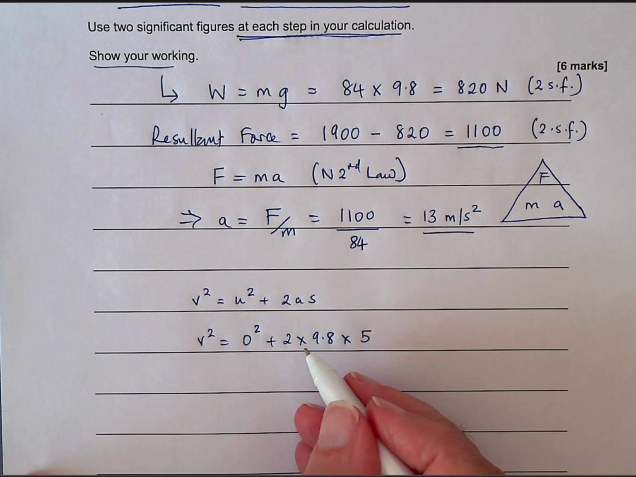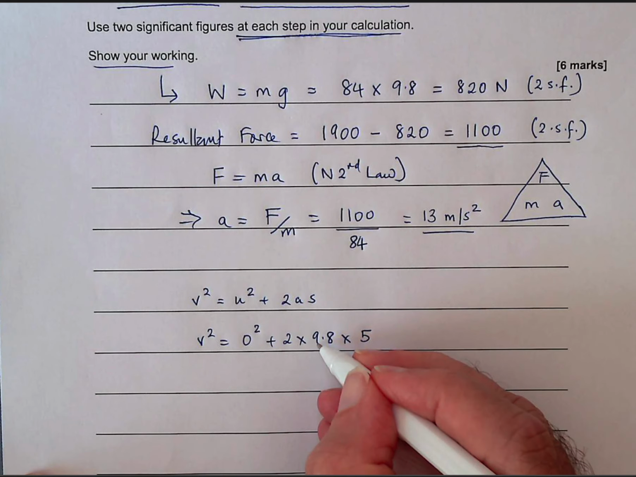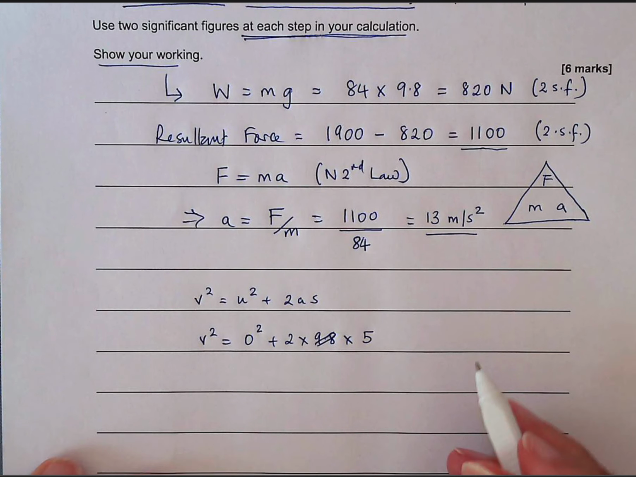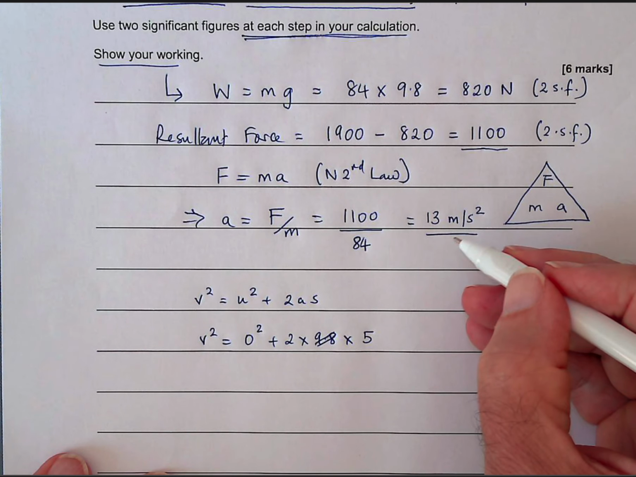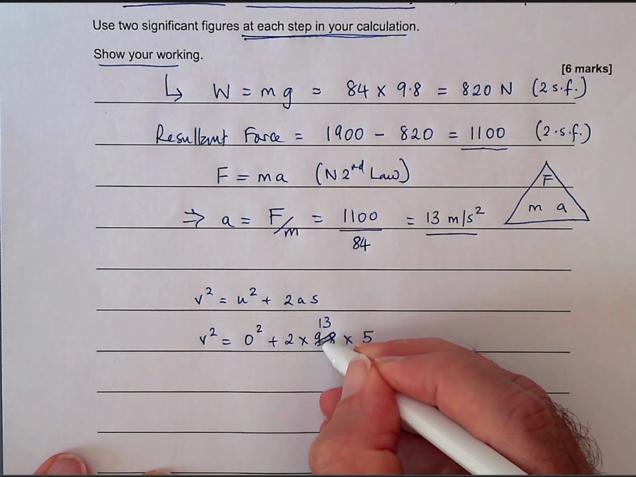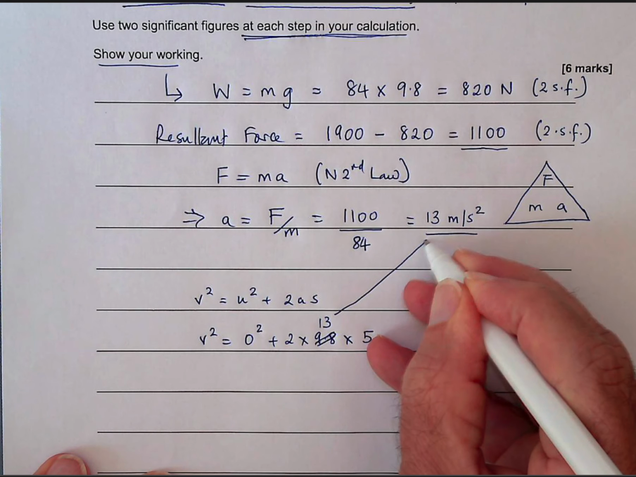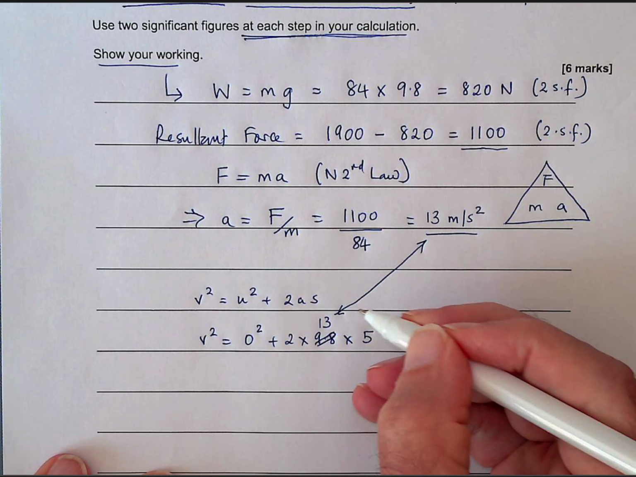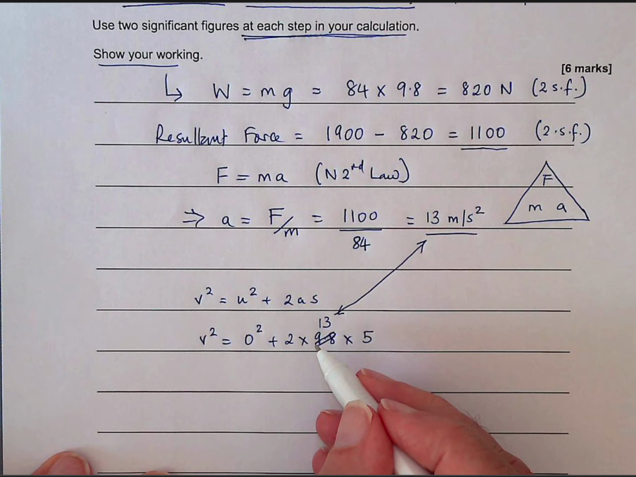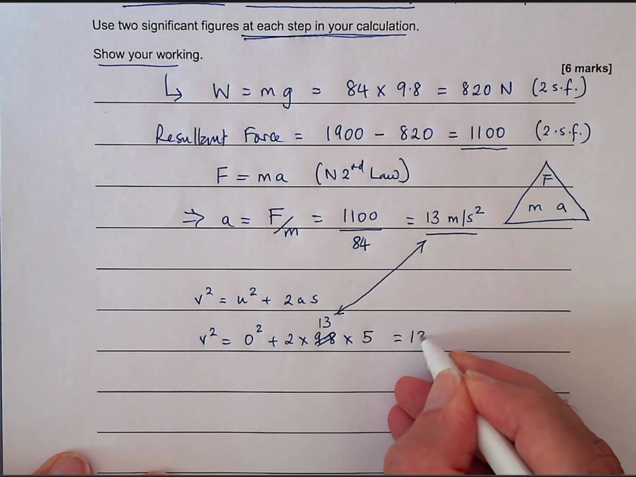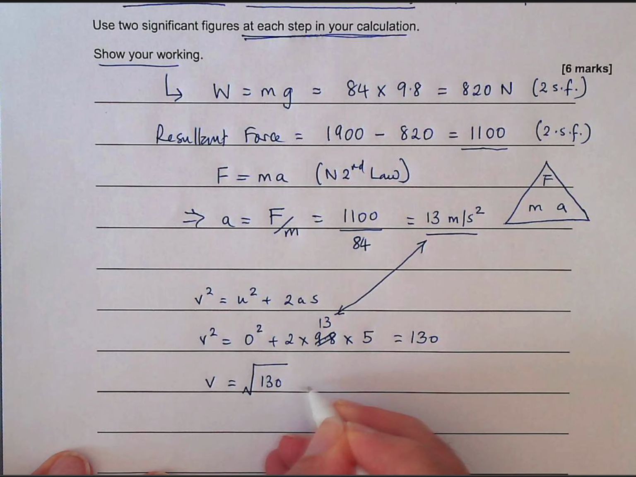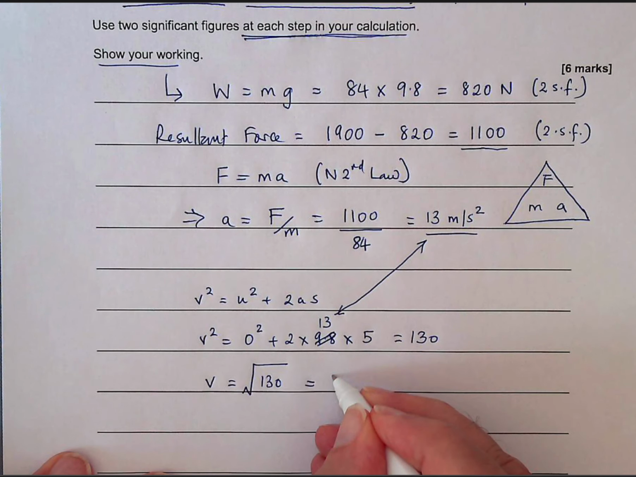So 2 times, I'm using the wrong acceleration. The acceleration is the value we just calculated, not gravity. Of course, it's accelerating upwards. So the acceleration upwards is 13 meters per second squared, so be careful you don't make a silly mistake like me. So 13 times 5 is 65, 65 times 2 is 130, so all that equals 130, but that's v squared, so v will be equal to the square root of 130, to two significant figures.